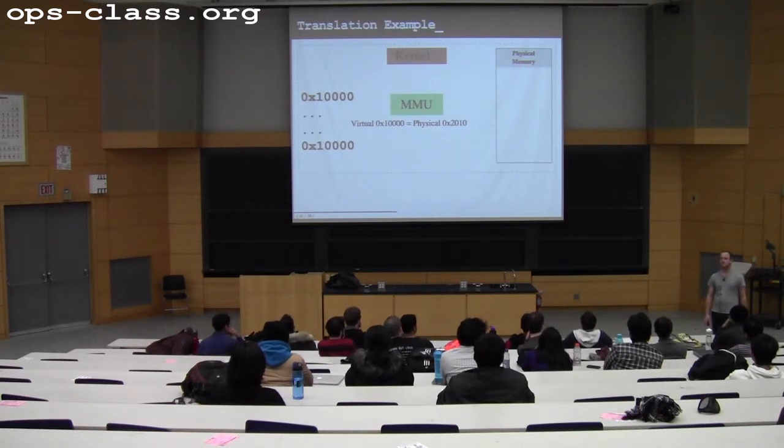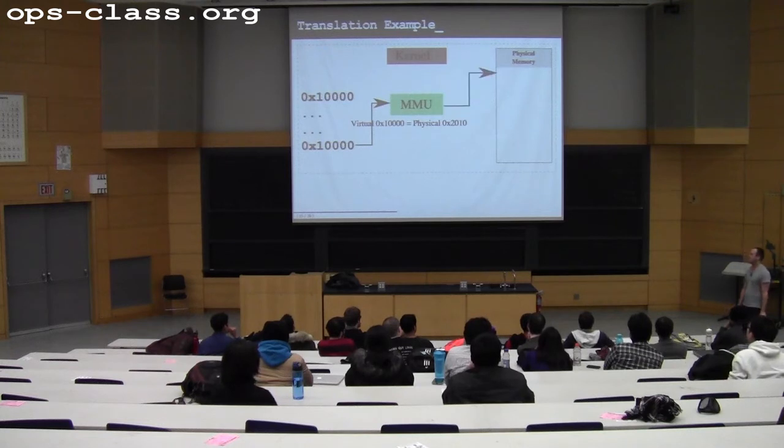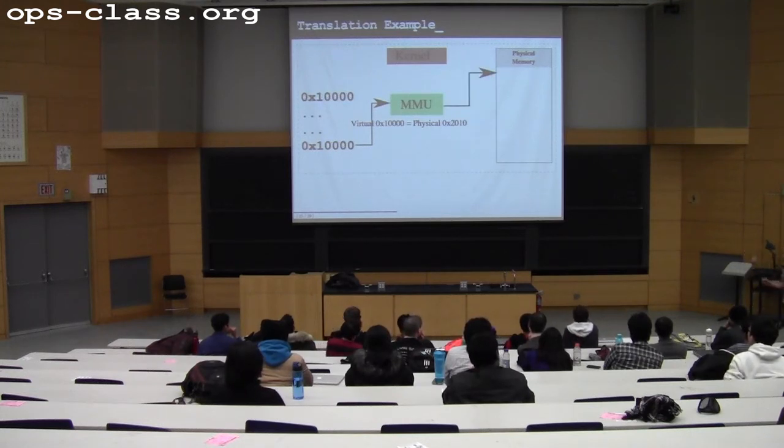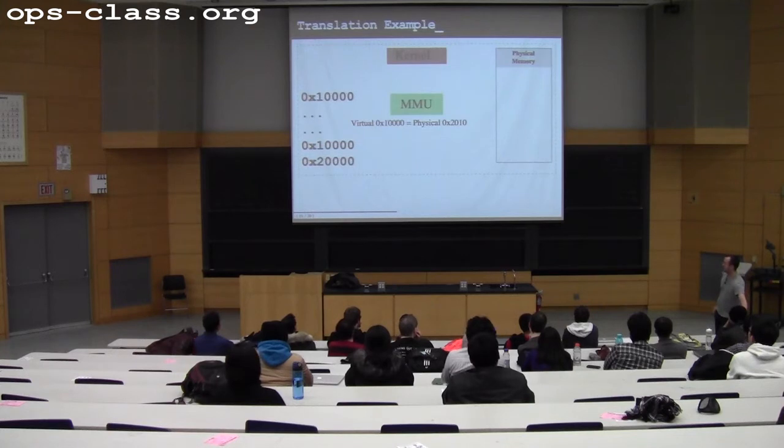Same program running. It's a couple of instructions later, nothing has changed. Does the MMU need to ask the kernel again? No, it knows, right? So now I can just translate this immediately, and this is what I want to happen. This is what I want to be the common case, where the MMU knows what the translation is, it doesn't have to ask the kernel for help.